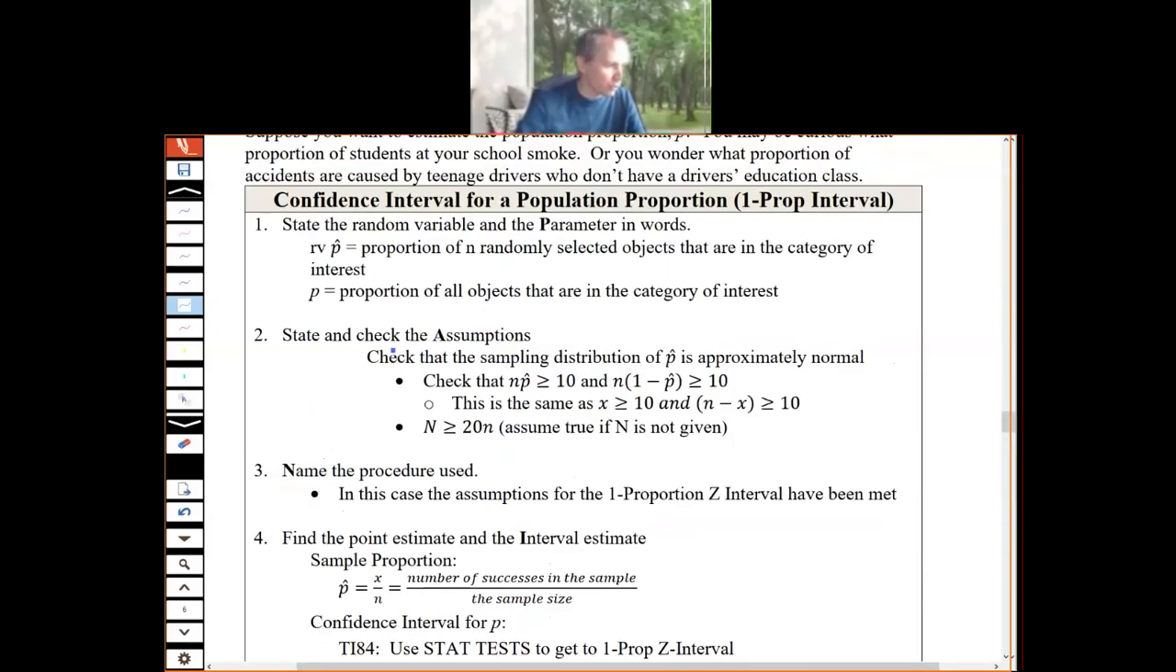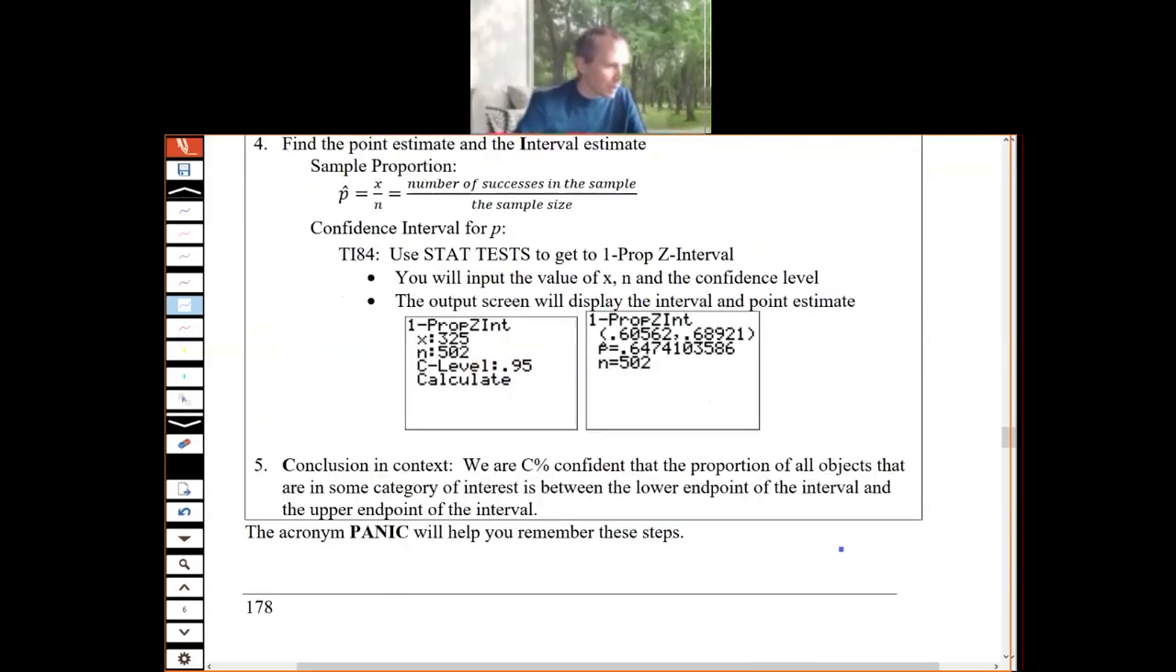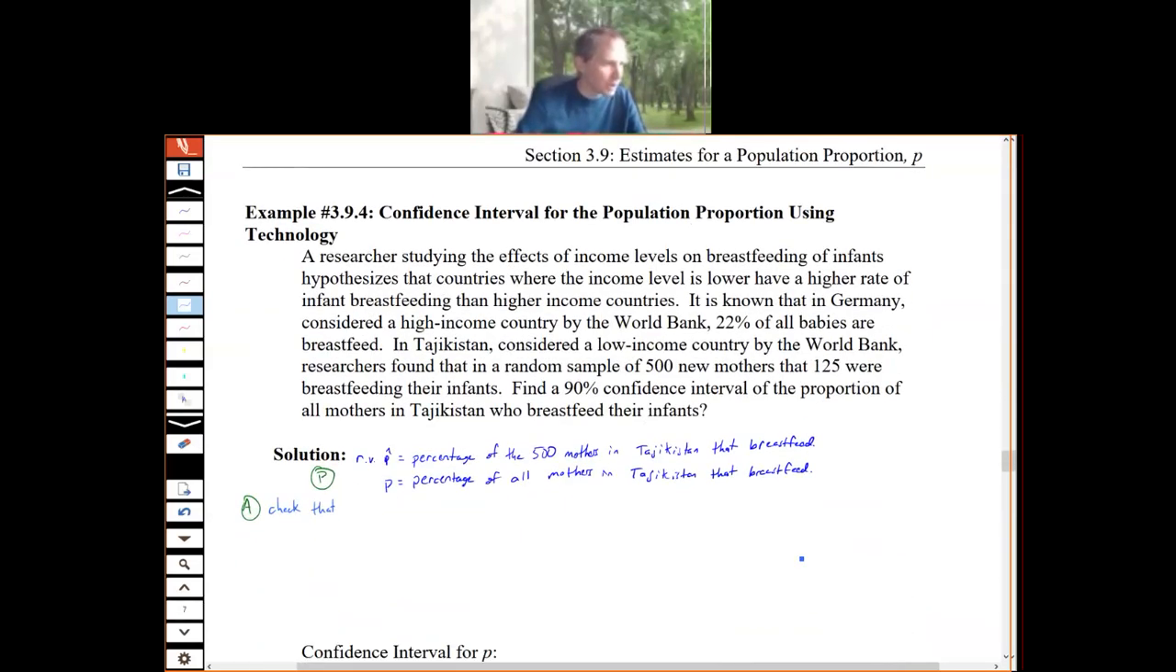Well, let's look at it. We sort of had two different ways that we could do this. We could say n p hat is bigger than 10 and n times 1 minus p hat is bigger than 10. It says in here this is the same as x is bigger than 10 and n minus x is bigger than 10. This x is how many people said yes, and this n minus x is the number of no's in our sample.